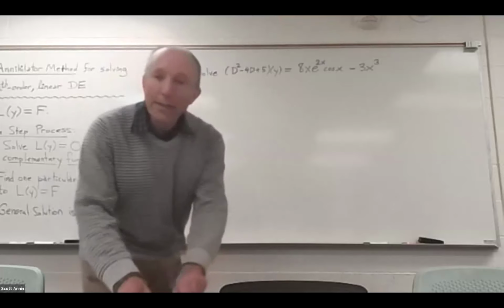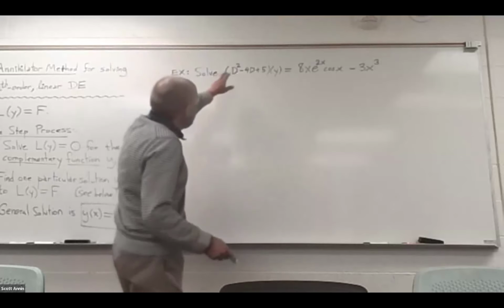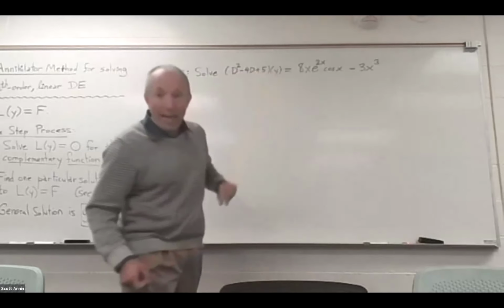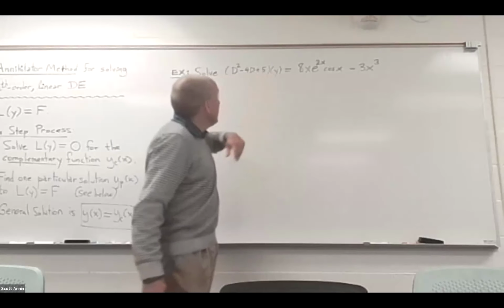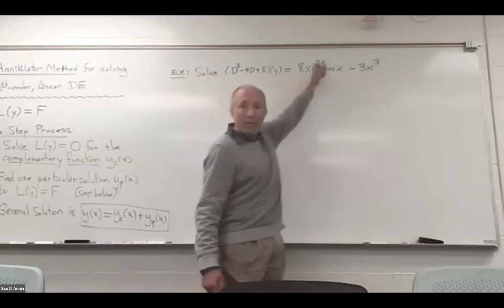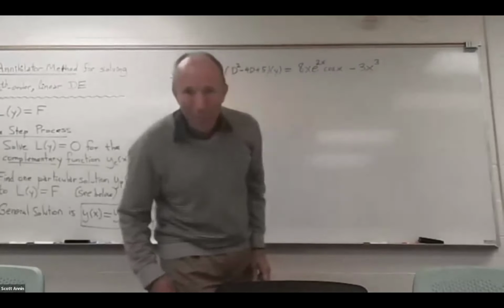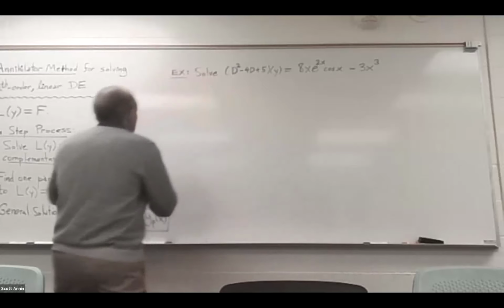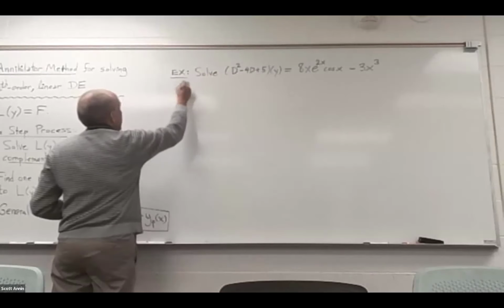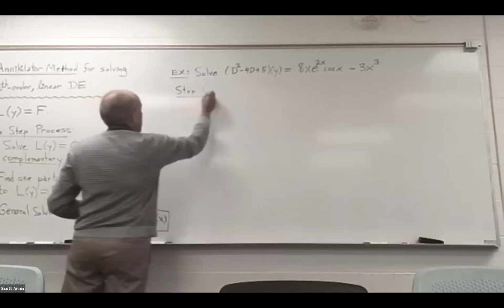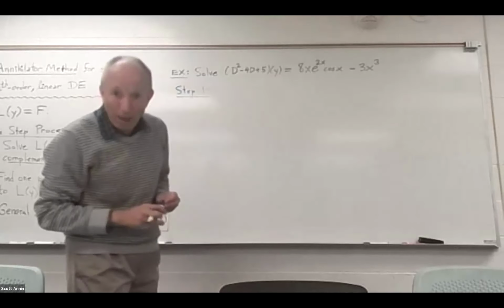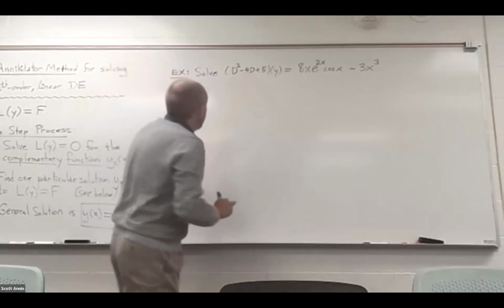Okay, so let's try and solve the one that I have right here. D squared minus 4D plus 5 of y equals 8x e to the 2x cosine of x minus 3x cubed. Okay, so as usual, I already have the annihilator, or sorry, the D notation written down, so I can go straight to step 1. The D notation is here.